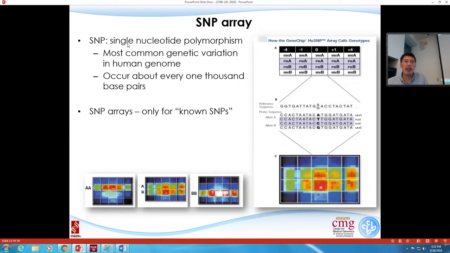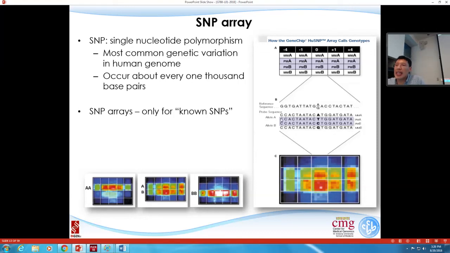Okay, first of all, SNP stands for single nucleotide polymorphism. It's the most common genetic variation in humans, occurring about once every 1,000 bases. Here is the design for this. This is the DNA sequence of one part of the genome, and in this DNA sequence there is one nucleotide that can be variable. It can be either A or G. Our job here is to find out, with one specific individual, whether you got an A allele or a G allele.